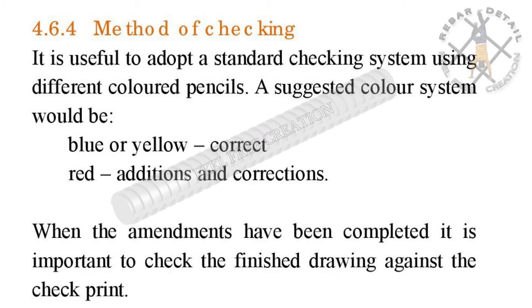Method of checking. It is useful to adopt a standard checking system using different colored pencils. A suggested color system would be blue or yellow, like fluorescent, for highlighting correct details, red for marking of additions and corrections. A green tick may help to identify whether it is updated or not.